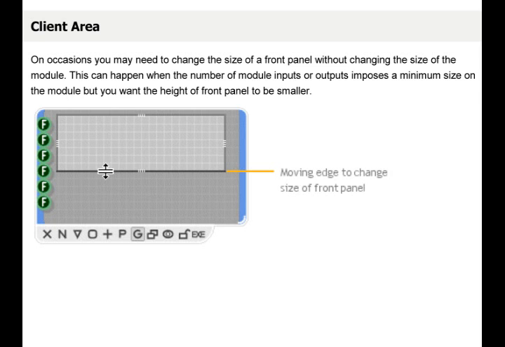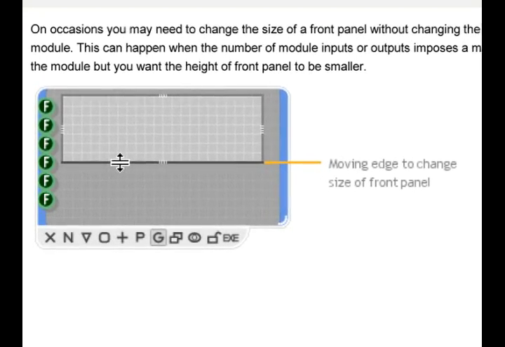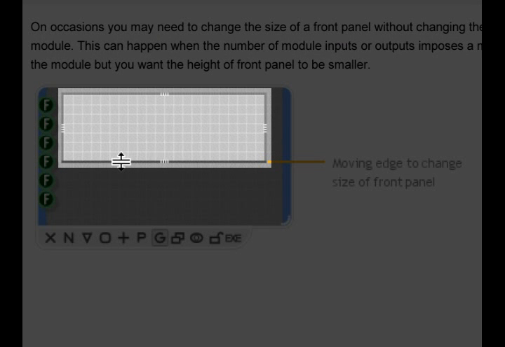Client area. On occasions you may need to change the size of the front panel without changing the size of the module. This can happen when the number of module inputs or outputs imposes a minimum size on the module, but you want the height of the front panel to be smaller. When the front panel is unlocked, you will see a thick dark gray border around the panel edge. This defines the client area. You can drag the borders around to change the size of the client area.